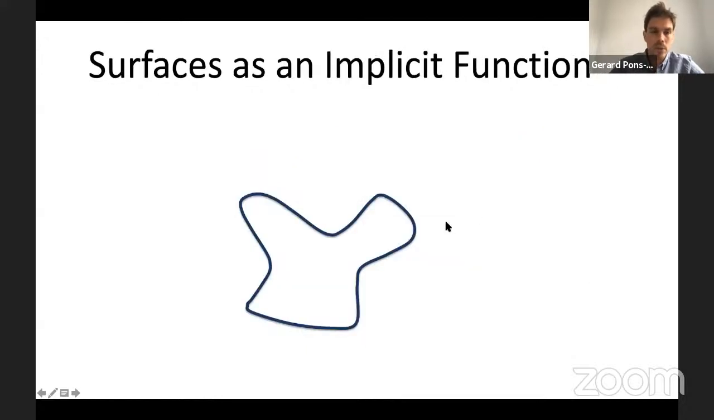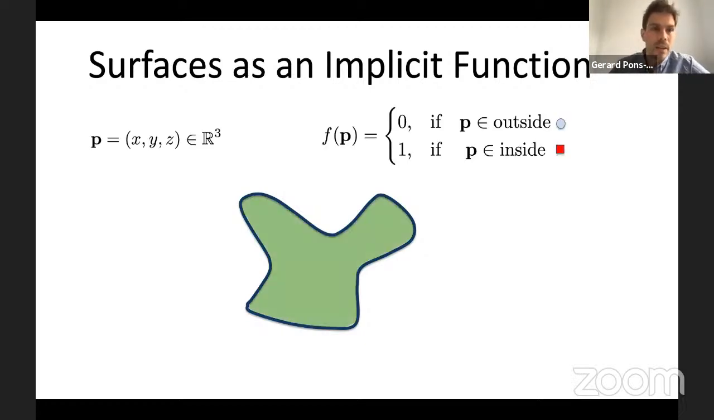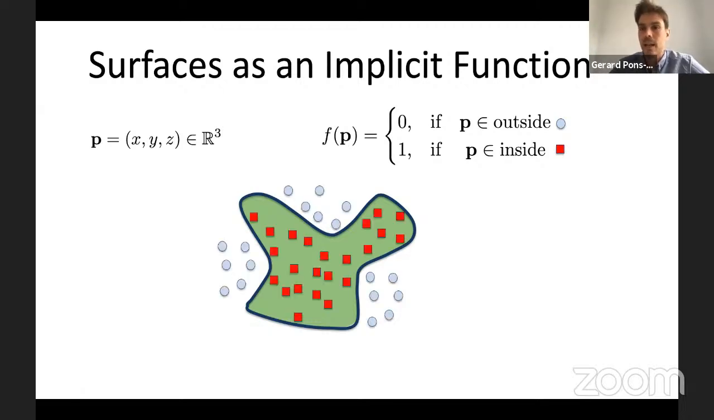Okay, so most of you attending this seminar know already what an implicit function is, but just to refresh some ideas, an implicit function is basically a function f that takes every point p in the 3D space and classifies it as being inside, shown here in red, or being outside, shown here in blue.